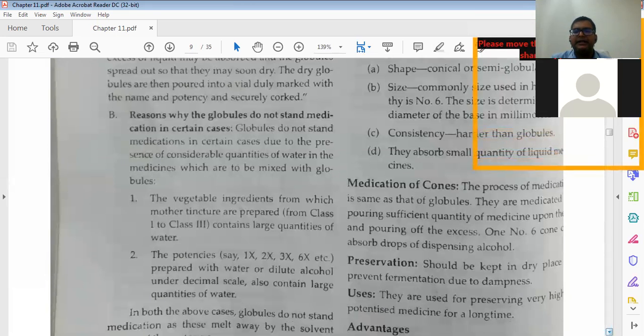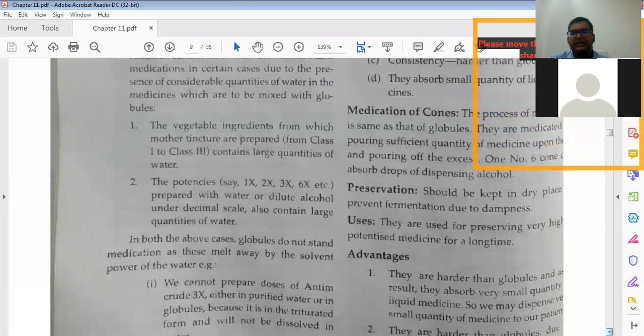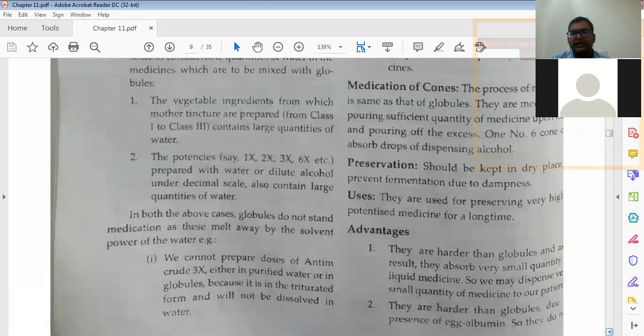Then medication of cones. The process is the same in the medication of cones also. You can medicate your cones by the same process. Normally the size of cones is number 6. Then preservation is the same: keep them away from fermented or damp places. They are used for preserving very high potency medicines for a long time.